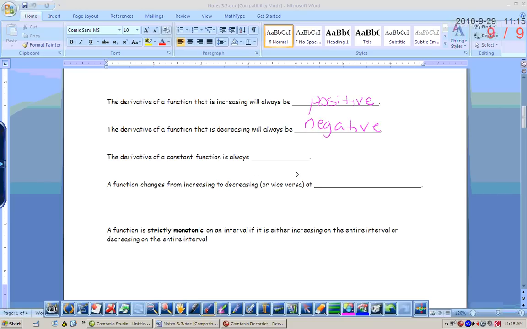What is the derivative of a constant function? 0. A constant function is like y equals 5, so a horizontal line. A function will change from increasing to decreasing, or vice versa, where? Very good, at a relative extrema. So a relative min or a relative max. And relative extrema also always occur at critical numbers. Good.